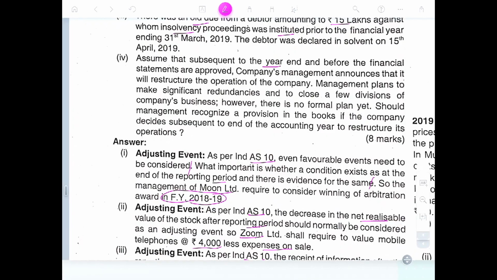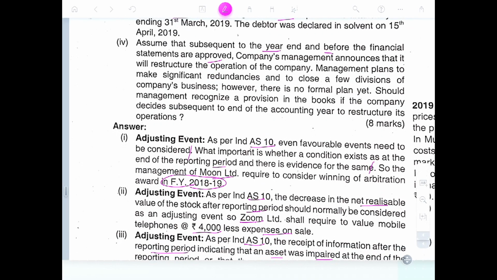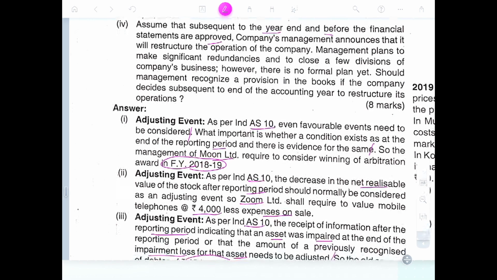Assume that subsequent to the year end, before the financial statements are approved, the company announces a restructuring of the operations of the company. Management plans to make significant cuts in revenues and close a new division of the company's business. However, there is no formal plan yet.